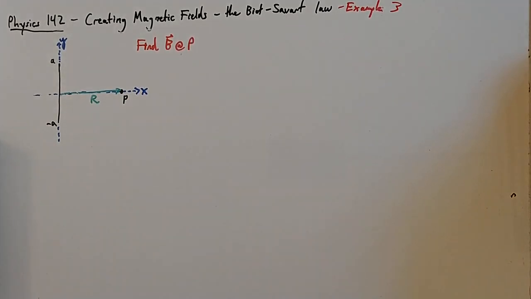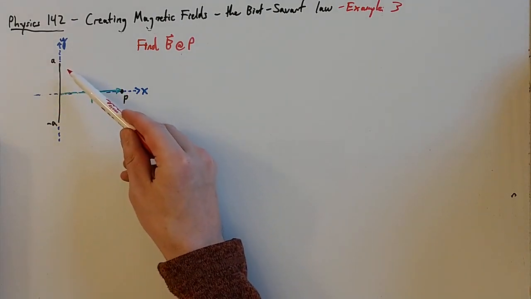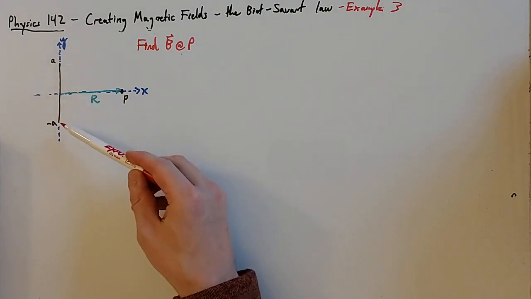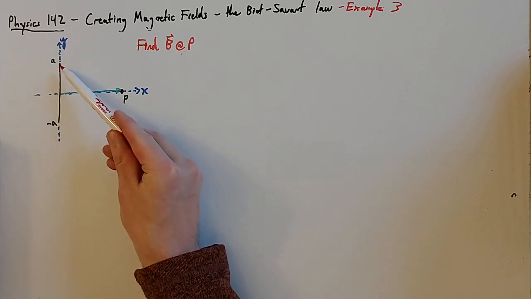In this video, I'm going to do another example of calculating the magnetic field at some spot P using the Biot-Savart law. And for this example, I want to think about a straight wire. We're going to have a straight wire that has length 2a. So we'll have the wire go from minus a to a.